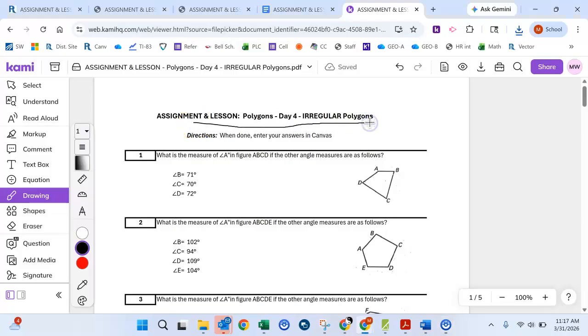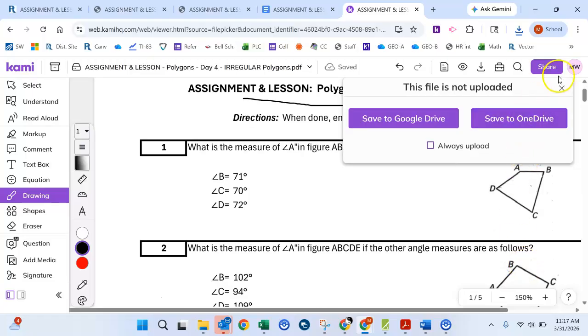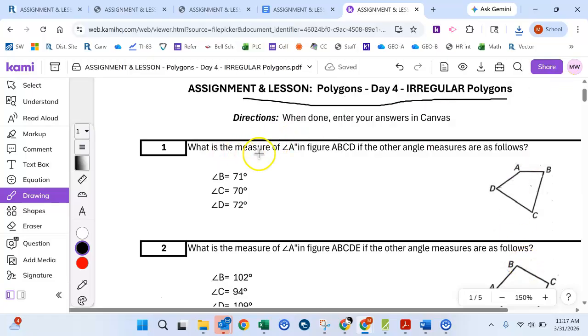Polygons day 4, irregular polygons. Let me make this bigger here. The first question says, what is the measure of A? So we're looking for this angle. See if I've got my pen working today. What is the measure of angle A? That's going to be this one right here. If the other angle measures are as follows: 71, 70, and 72.